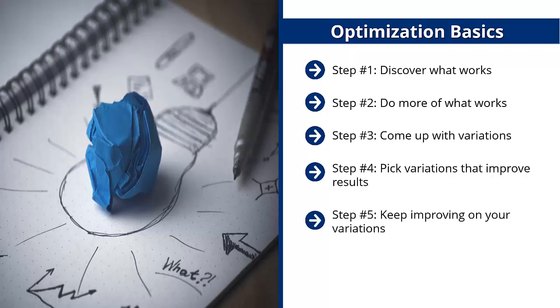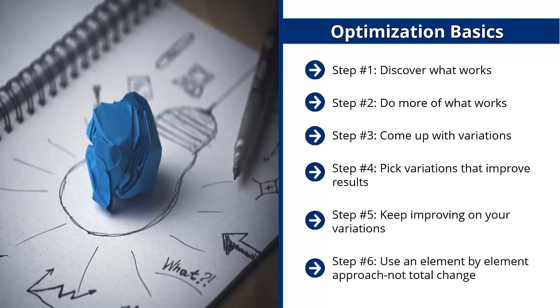Step number 5, keep improving on your variations. Try to level up the traffic variations that you've got going and come up with new variations. Again, this all boils down to effective tracking. You're trying to keep modifying what you're doing to pick the most efficient and effective traffic generation method. Step number 6, use an element-by-element approach, not total change.